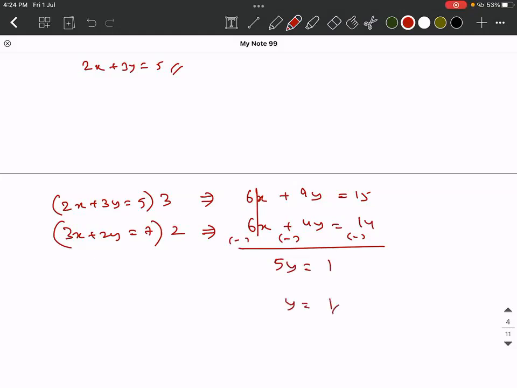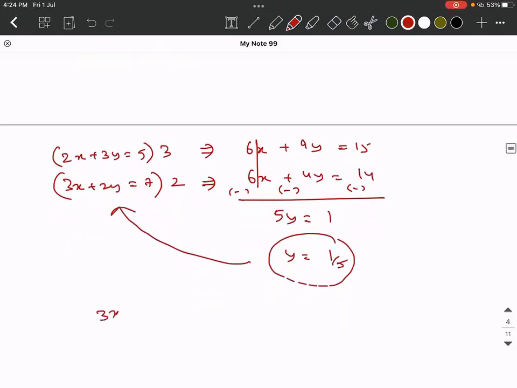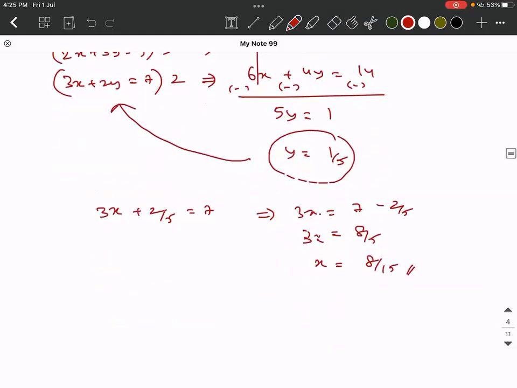So y is equal to 1 by 5. Since x and y will satisfy both the equations, take this y and substitute it in any one of the equations. When you do that, 3x plus 2 by 5 will be equal to 7, which implies 3x will be equal to 7 minus 2 by 5, which is 8 by 5. So 3x is equal to 8 by 5, x will be equal to 8 by 15. So what are the coordinates? 8 by 15 and 1 by 5 is the point where both these lines are intersecting.